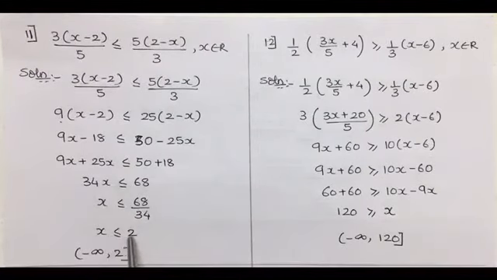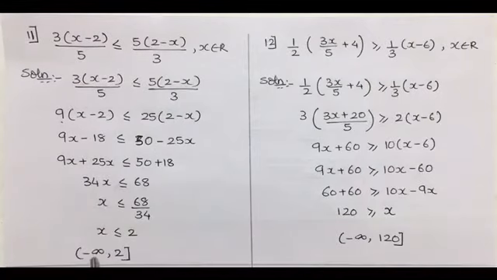So x is lying towards the left hand side of 2. So it will take all the negative values and 2, as the equality sign is there. So open interval towards minus infinity and close interval towards 2.